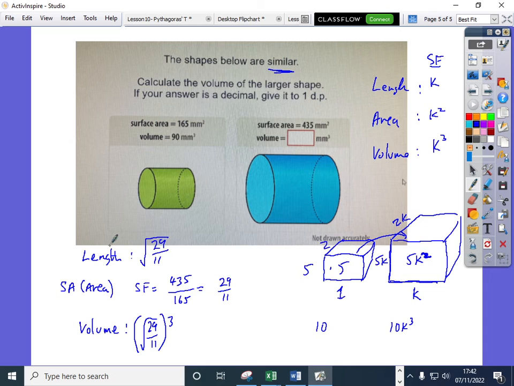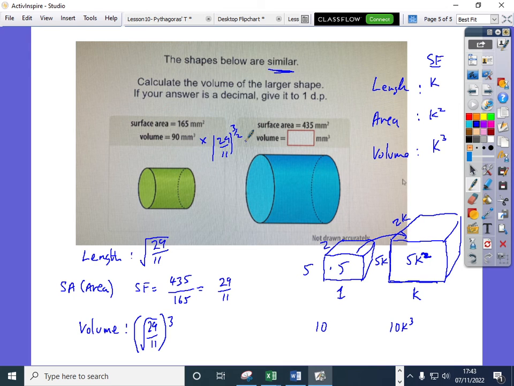So if that makes sense, then this will all make sense: from the area we get a scale factor, and then we square root it to get the length one, and once we've got this length one, which acts like k, that needs to be cubed to get the volume. Obviously this squared is 29 over 11. So once we've got that scale factor, we just times 90 by 29 over 11 to the power, now square root is to the half, so that will be 3 over 2.